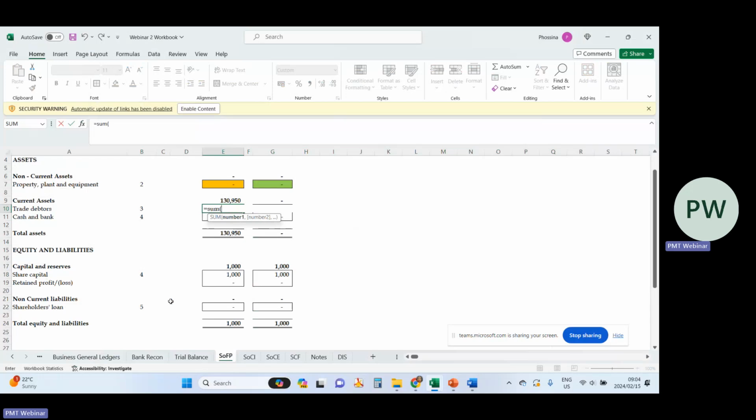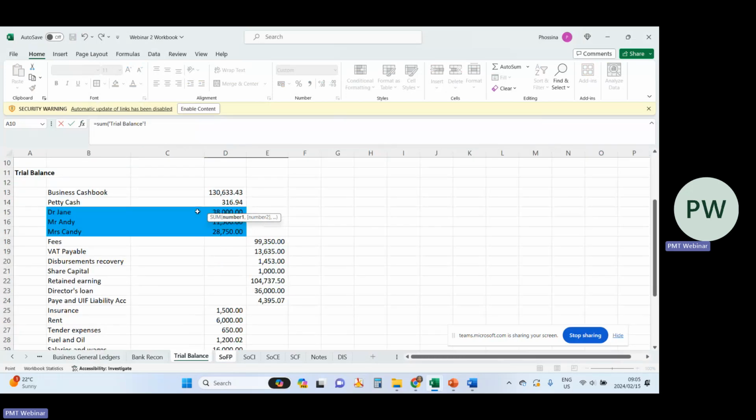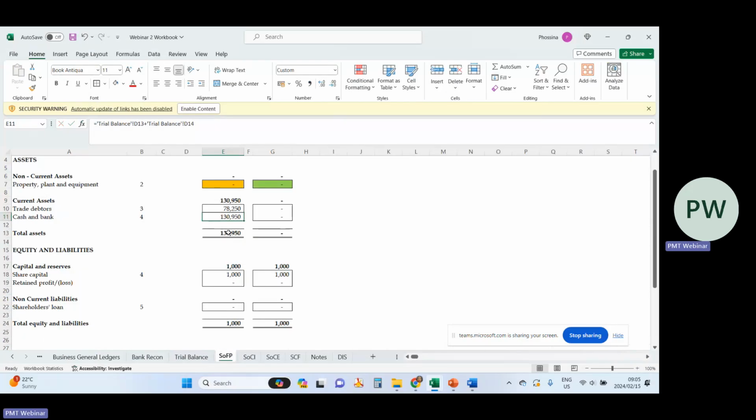And with our trade debtors, we expect our money to be paid within 12 months. Hence, we put it under current. That's how we say this is current. Debtors take longer to be collected compared to cash and bank. So we put them on top towards the non-current.